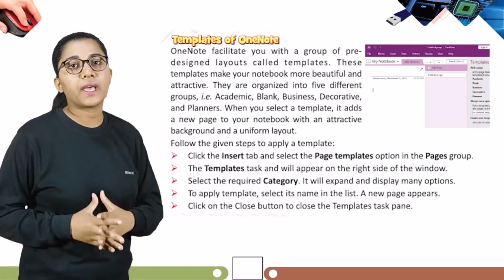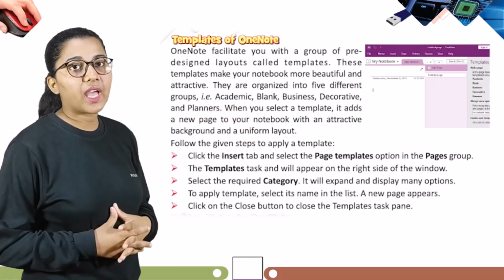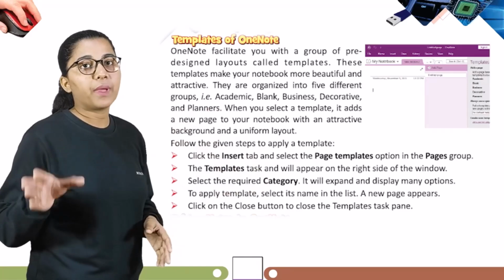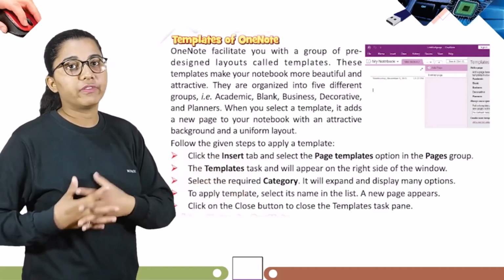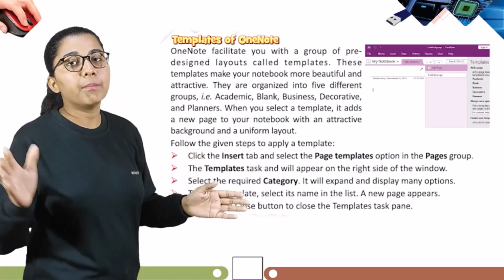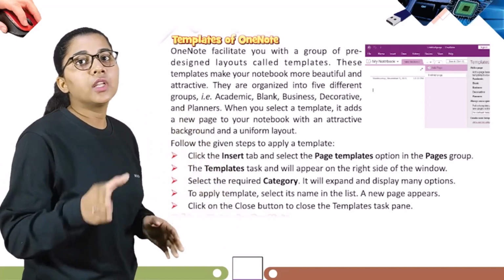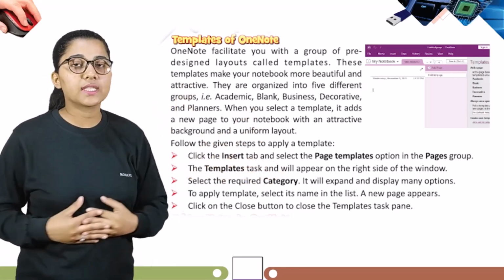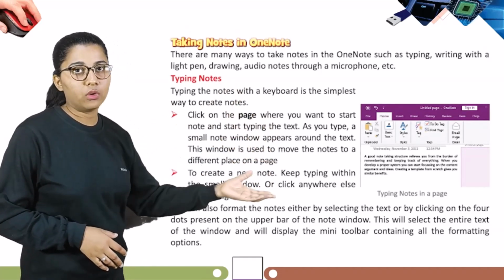So students, if you want to apply templates in OneNote, you have to follow these steps. First, click the Insert tab and select the Page Templates option in the Pages group. Then the templates task pane will appear on the right side of the window. Then select the required category. It will expand and display many options. To apply a template, select its name in the list. A new page appears. Then click on the Close button to close the templates task pane. So students, this is how you can add new templates in your OneNote.